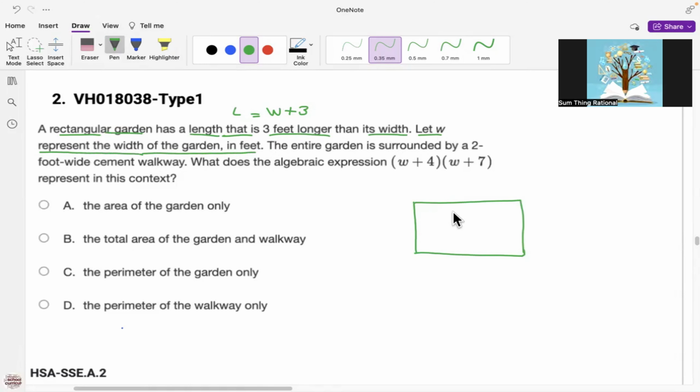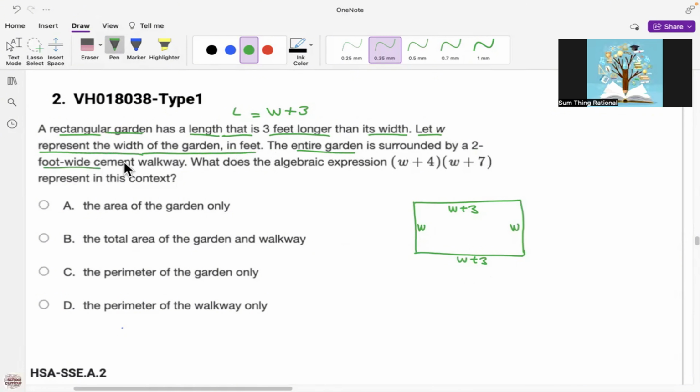So length and width are not given as numbers, but as expressions. Width is W, length is W plus 3. This is given to us. What we have in hand is this. Then the question continues: the entire garden is surrounded by a 2-foot wide pathway, or walkway.